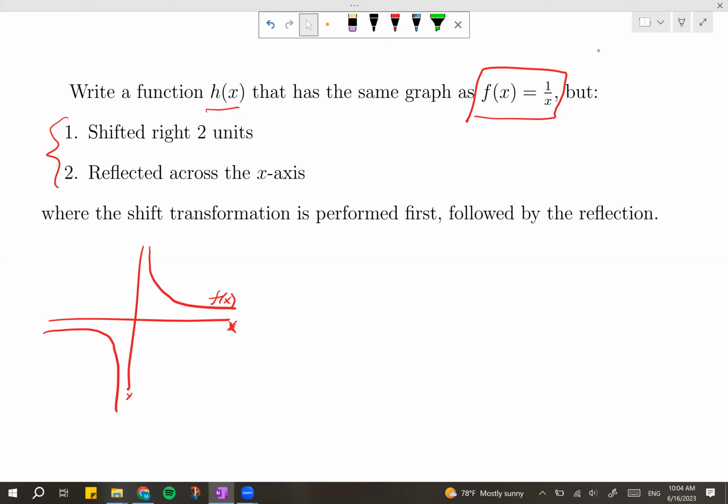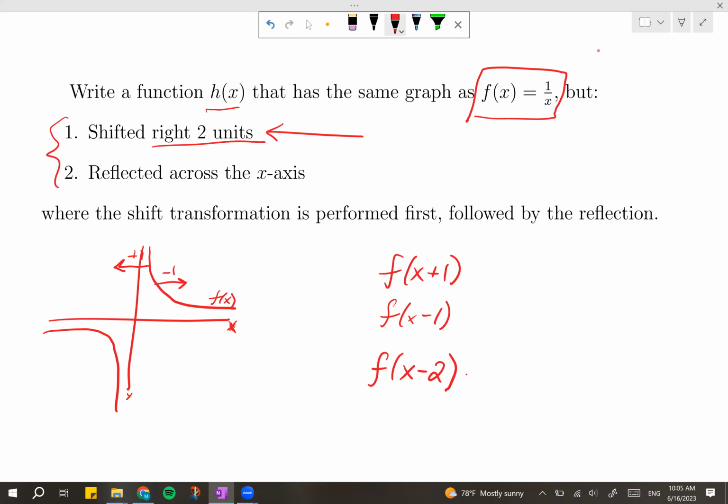So the first thing it wants us to do is shift right 2 units. And we said if we want to shift left or right, we have to do it inside the f of x function. Like if we had f of x plus 1, this takes our f of x and moves it to the left 1 unit. And if we had f of x minus 1, this takes our function and moves it to the right 1 unit. All right. So we want to move it to the right 2 units, so we're going to do f of x minus 2, which is 1 over x minus 2.